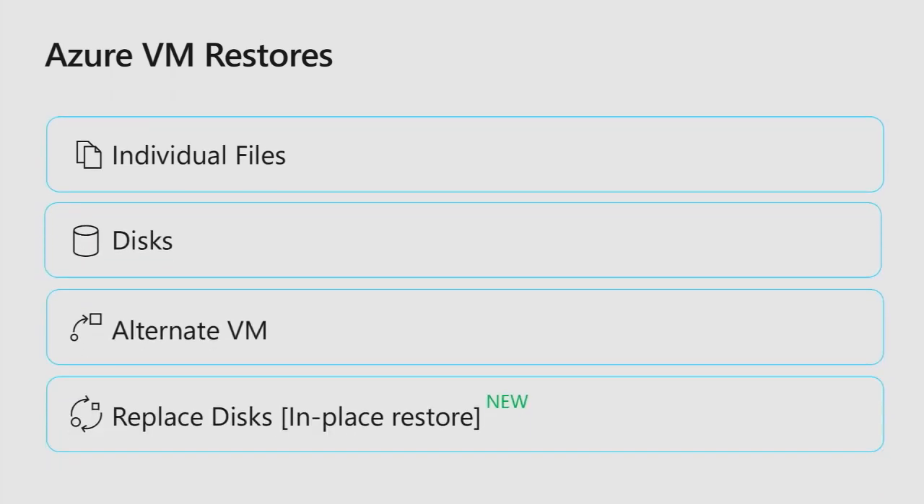Now, from a restore perspective, you have the ability to restore individual files from those backups that take place at different time zones and different time snapshots. You can restore entire disks as well. You can also restore all the disks or just some of the disks back to a brand new machine in case you need to do some investigative looking at that particular system. And you can even do a replace disks, with an in-place restore on a particular VM that's out there.